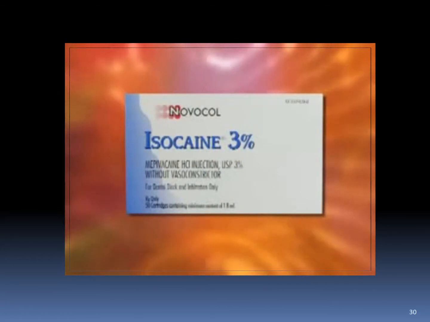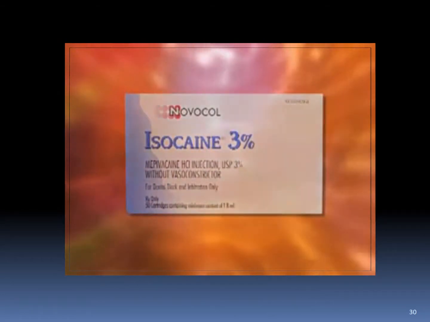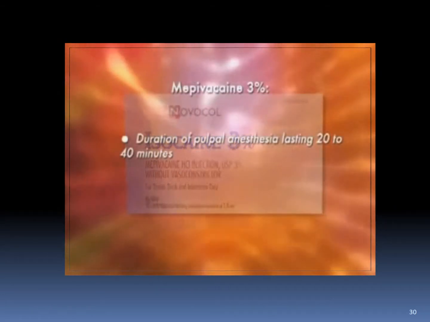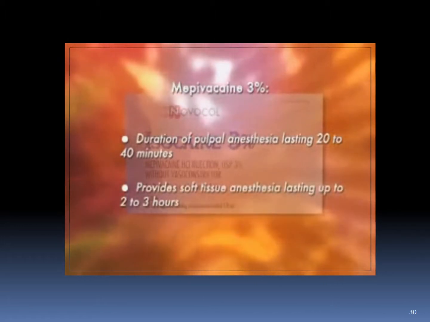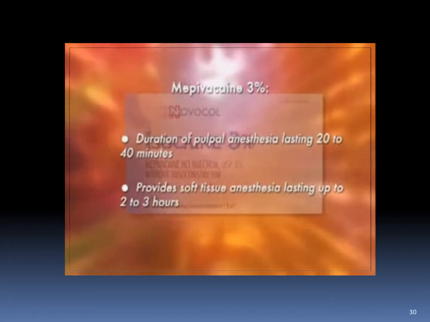Short-acting local anesthetics provide pulpal anesthesia lasting for approximately 30 minutes. The one drug in this category is mepivacaine 3%. This drug provides pulpal anesthesia lasting from between 20 to 40 minutes and soft tissue anesthesia lasting anywhere from 2 to 3 hours.